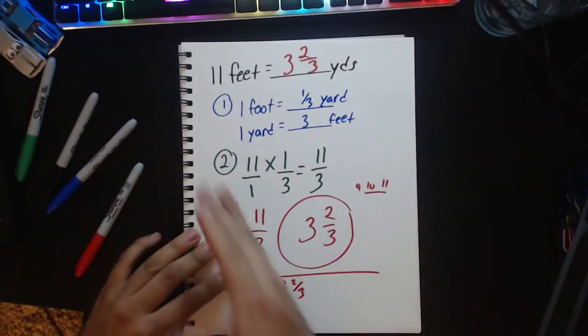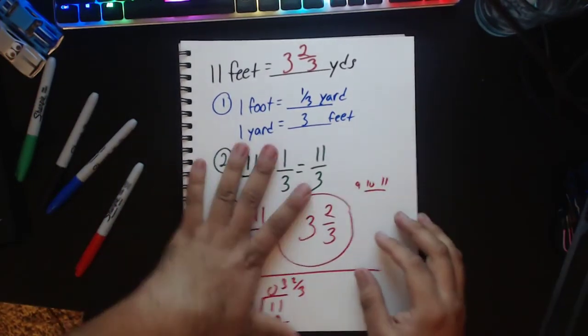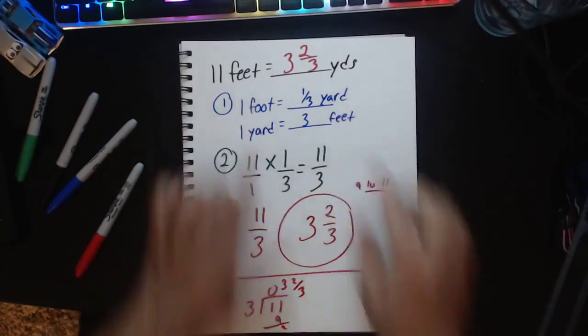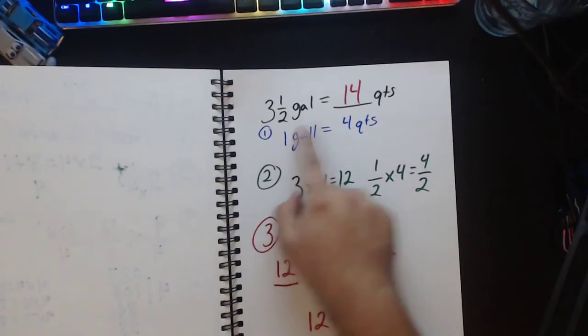That is going from a small unit to a large unit. Our last problem was going from a small unit to a large unit, but our previous problems were going from a big unit to a small unit.